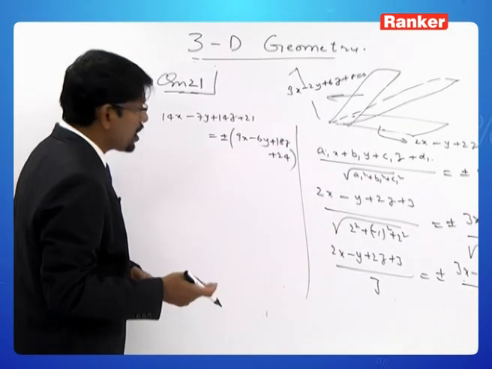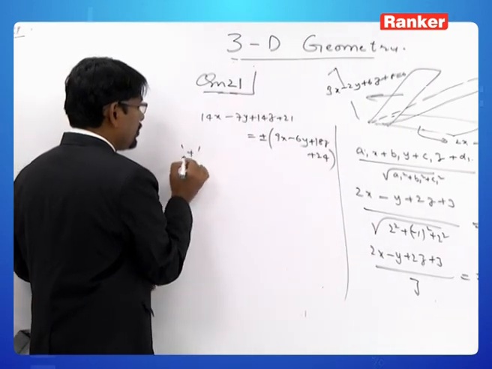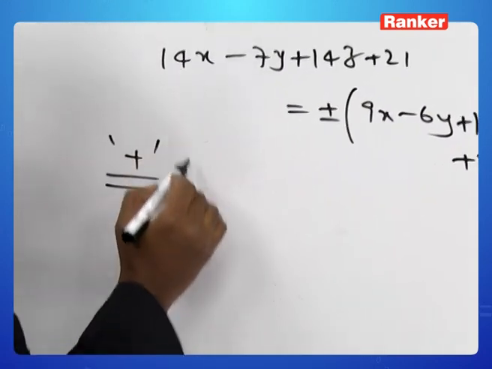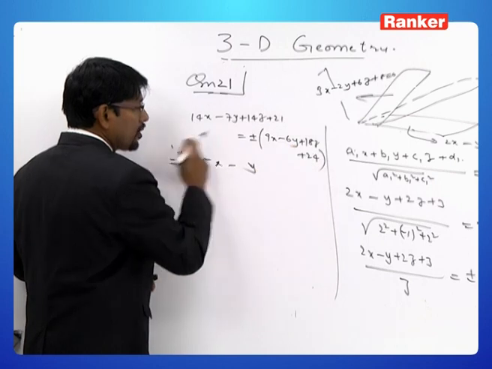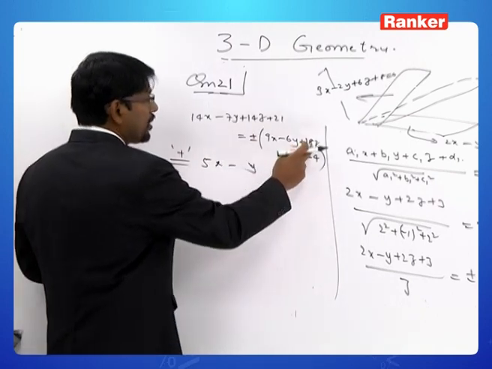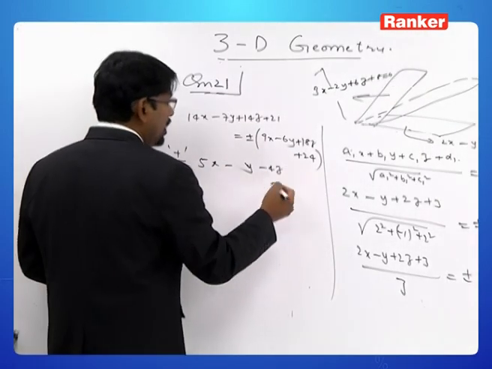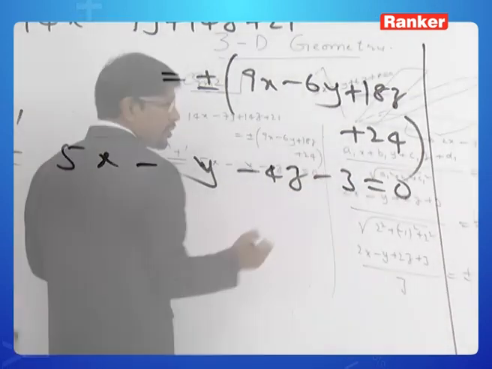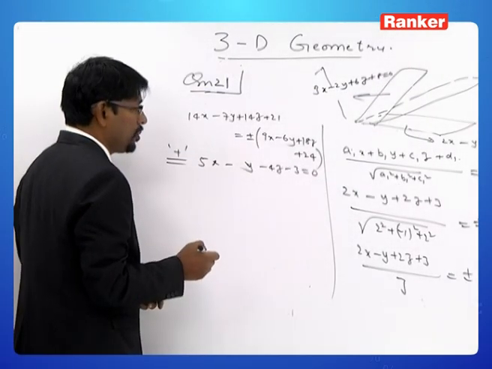So maybe transposing that side, taking a plus sign, we get one bisector. What is the bisector? 5x, minus y, when you take it the other side you get plus 6y, so minus y. 14z minus 18z, so minus 4z. 21 minus 24, that is minus 3, equal to 0. So that's clearly seen in option 2.